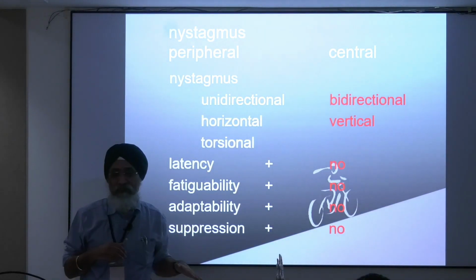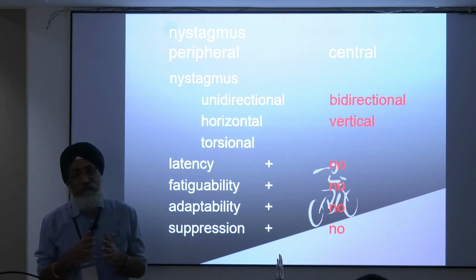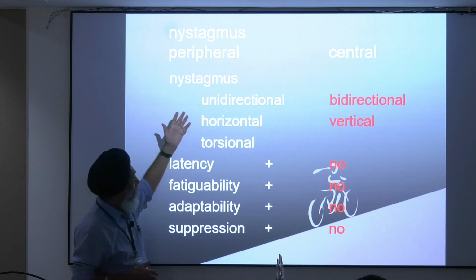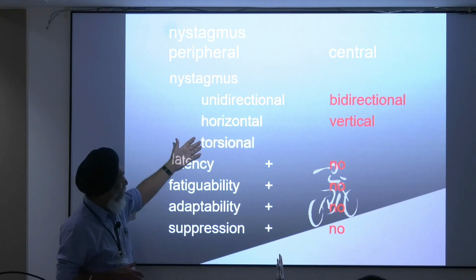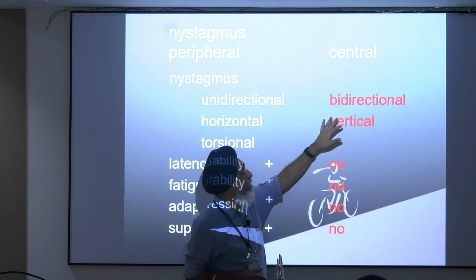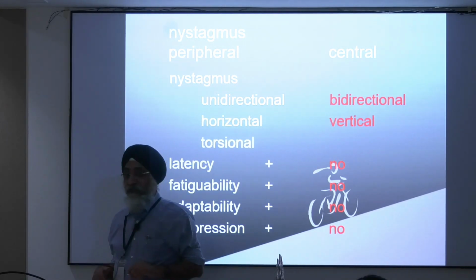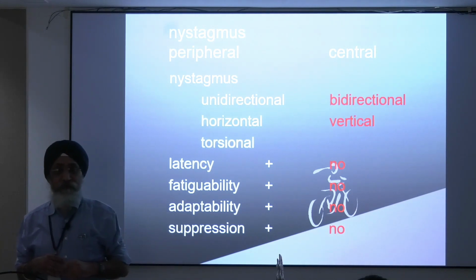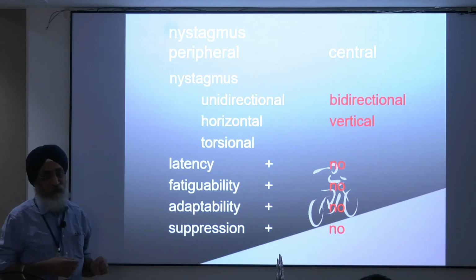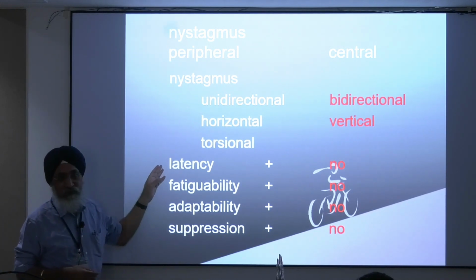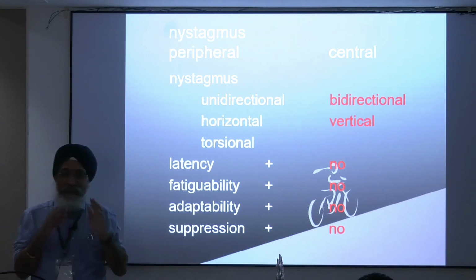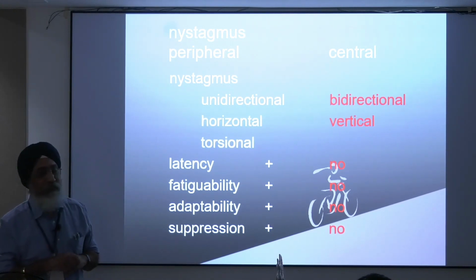So what did we learn in nystagmus? A unidirectional nystagmus, horizontal and torsional, is peripheral. A vertical nystagmus and bidirectional nystagmus is central nystagmus. But in nystagmus you also see a few other things. That is the latency, fatigability, adaptability and suppression. I'll explain what exactly we mean by that.